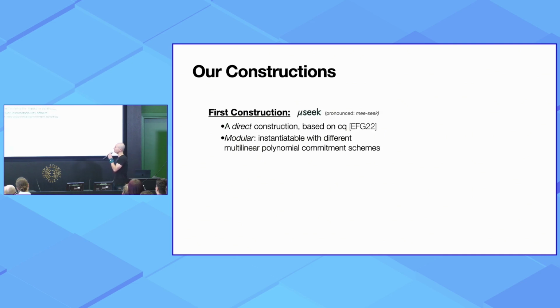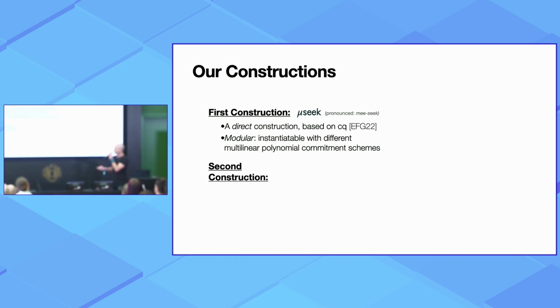So the first construction is a direct construction. It's called MeSeq, you hopefully get the reference. And it's a direct construction whose techniques are based on CQ. And it's modular, so you can plug in any multilinear polynomial commitment scheme, and it's going to work as your handle interface.